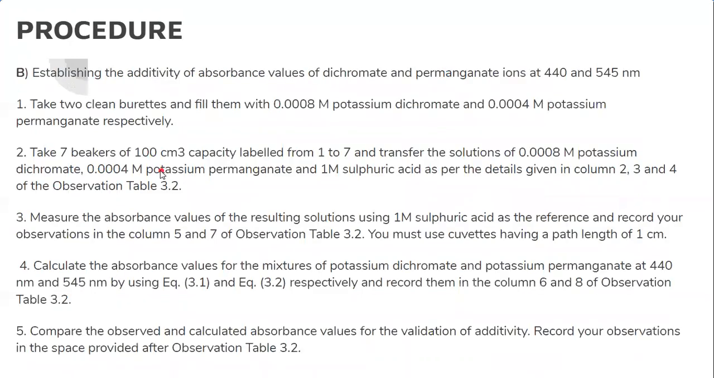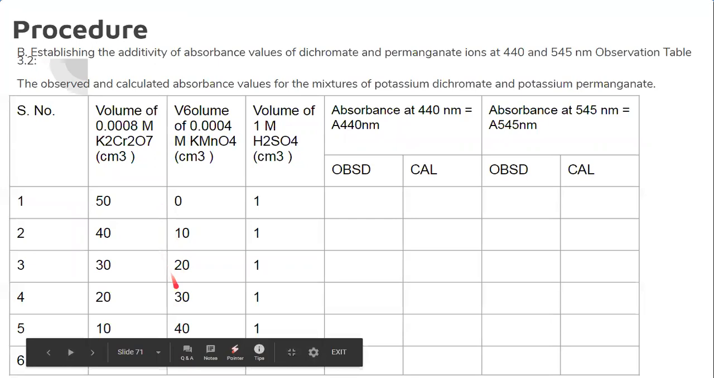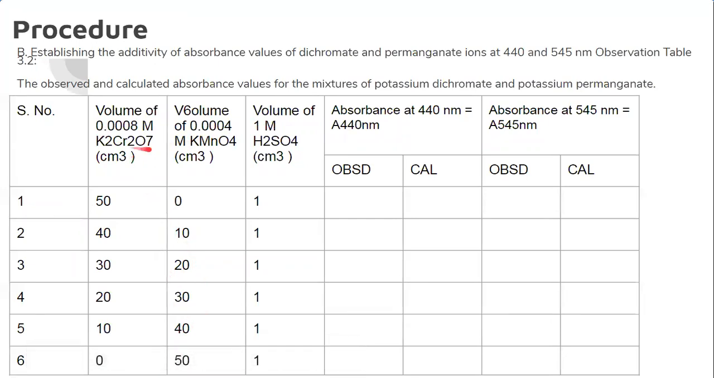Next, step 2: establishing the additivity. Whatever experimental value we obtained, we match with the calculated value, that means we match the experimental value with the theoretical value, for additivity. How can we do this? By using various concentrations or various proportions of KMnO4 and potassium dichromate solutions. This is the observed value, that means the experimental value, and this is the calculated value. The calculated value will be obtained from 3.1 and 3.2 respectively.